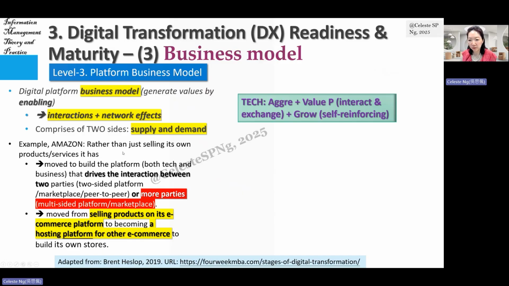From being a sole e-commerce platform selling its own product, it moved to become a two-sided platform or marketplace. Then it is actually moving from selling product on its e-commerce platform to being a hosting platform, whereby it rents out its online e-commerce platform space to other retailers, okay, coming from the same industry.